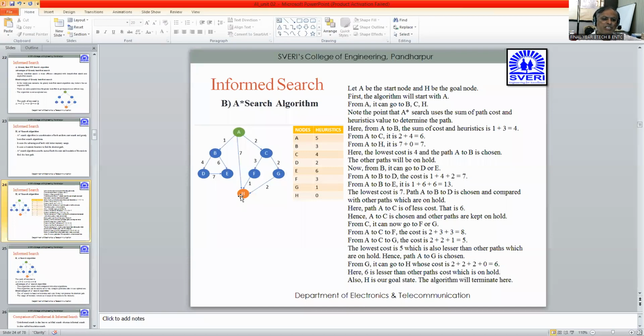अब इस जगह पे G से H में जाना है तो उसको ये पाथ कंसिडर करना पड़ेंगे. सो G कितना है? G से H कितना है? 0. सो 2 plus 2 4 plus 2 plus H equal to 0, that will be 6. So which is nothing but the lowest total path which you have considered, whereas the other paths are on the hold, and hence you can achieve from A to H. So in this way you can get this A star search. I hope you have understood.